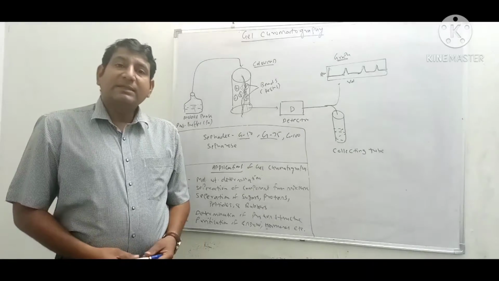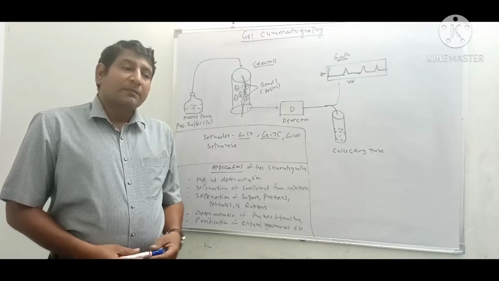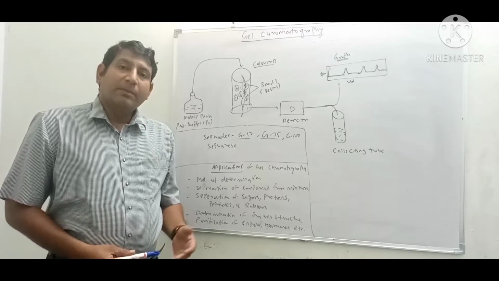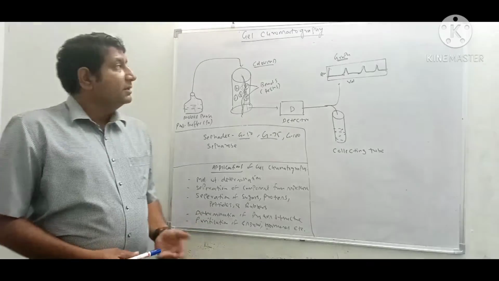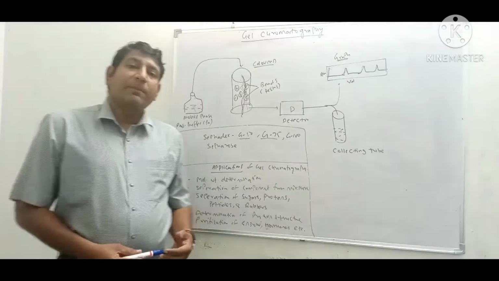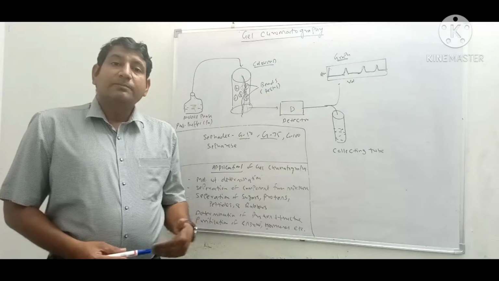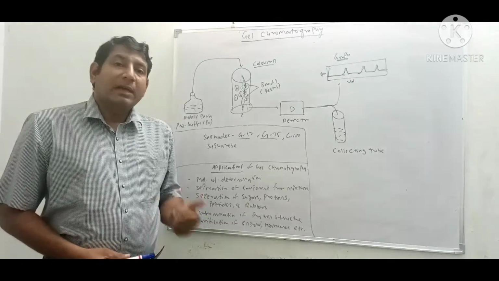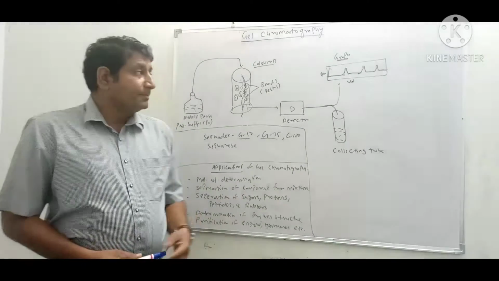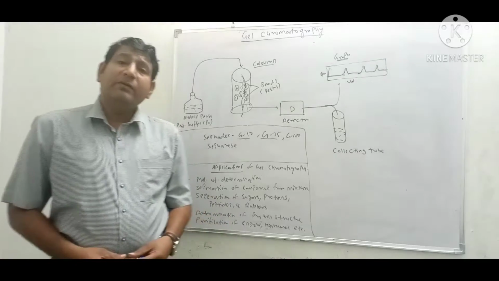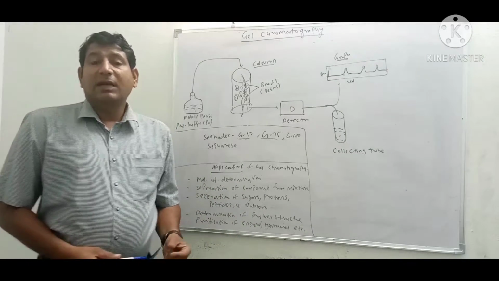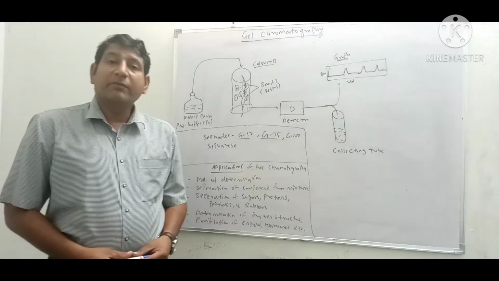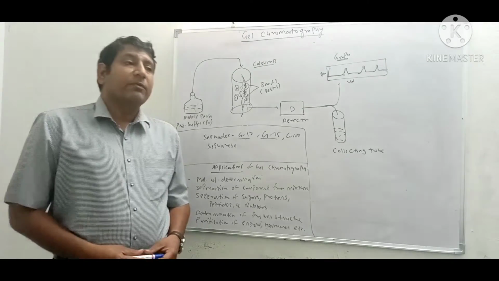Now it is known as size exclusion chromatography because the separation of components takes place on the basis of their molecular weights. That is, the larger molecular weight compounds are eluted first and the smaller molecular weight compounds are eluted last. We have studied that there are two types of gel chromatography: number one is gel permeation chromatography and the other is gel filtration chromatography.